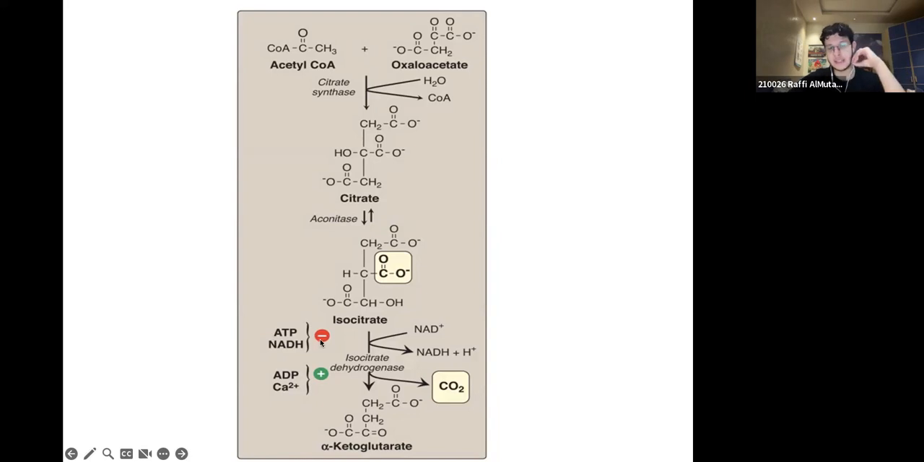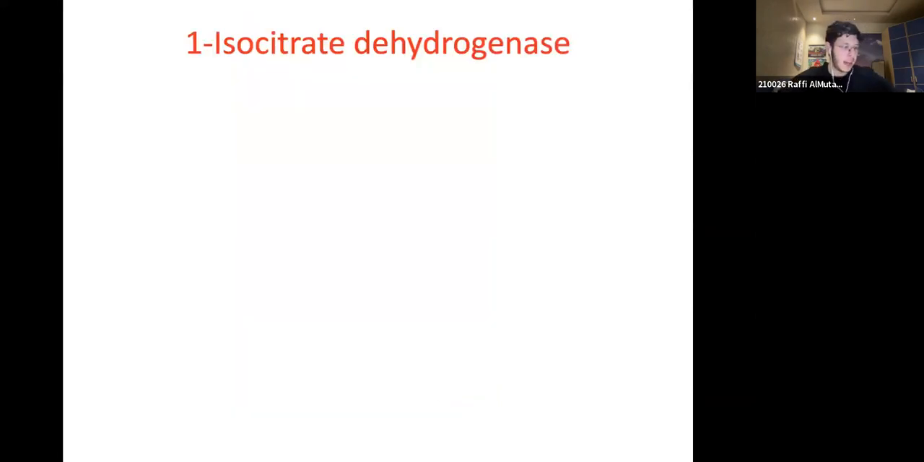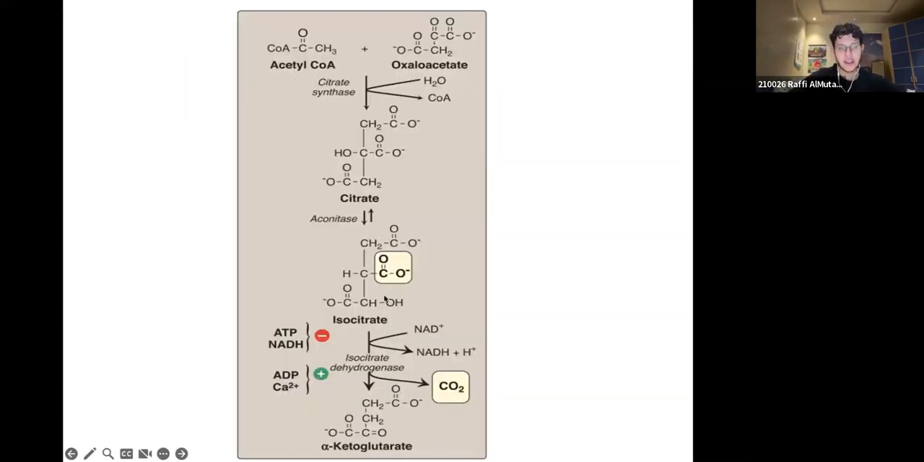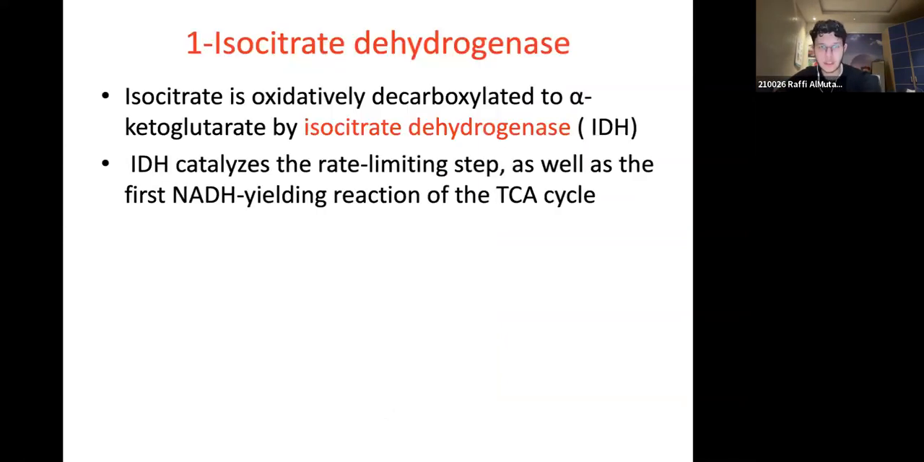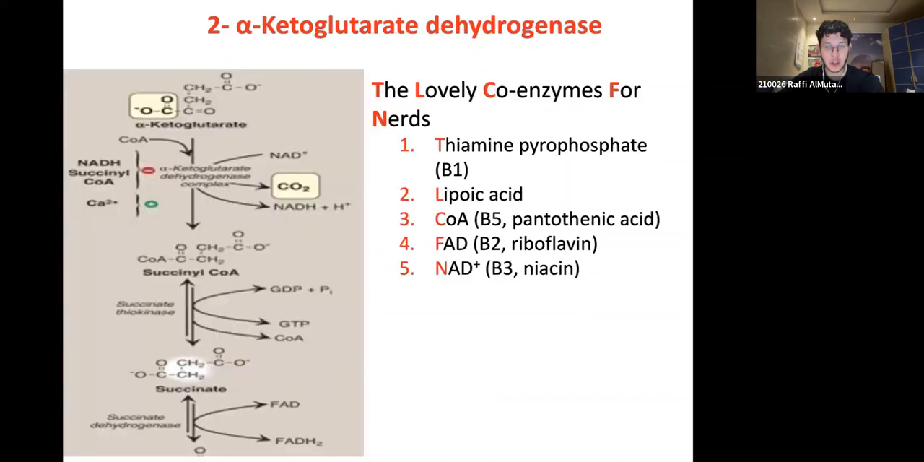So NADH and ATP are two products that are made by this whole cycle. We've made NADH, we've made ATP. We call this feedback inhibition. ADP and calcium stimulate the tricarboxylic acid cycle. And the step that they are focusing on, the rate limiting step, is the isocitrate dehydrogenase step, by the way. So this step right here is the regulated, rate limiting, and slowest step. We've mentioned all of this.